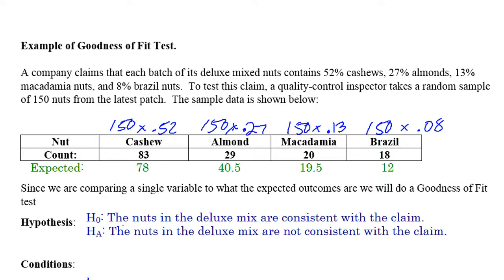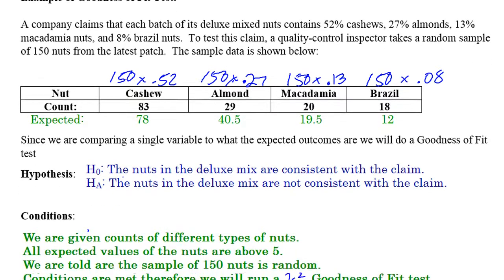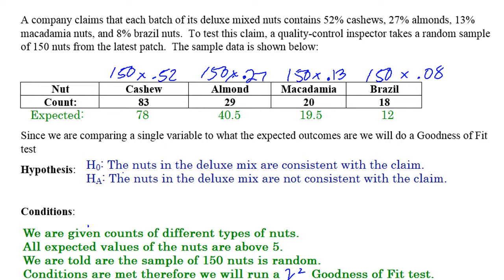So let's take a look at what this looks like. We have a company that claims each batch of its deluxe mixed nuts contains 52% cashews, 27% almonds, 13% macadamia nuts, 8% Brazil nuts, and we're going to test the claim. A quality control inspector comes in, takes a random sample of 150 nuts from the latest batch, and we basically want to see, are they consistent with their claim? Is it really 52% cashews? Is it really 27% almonds?